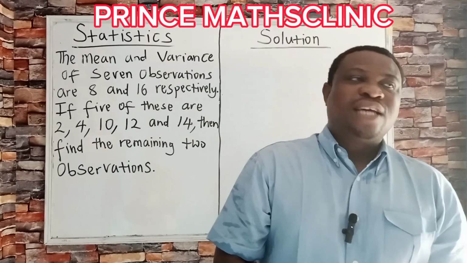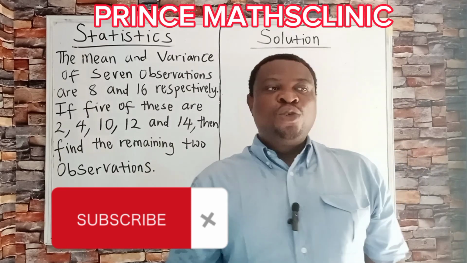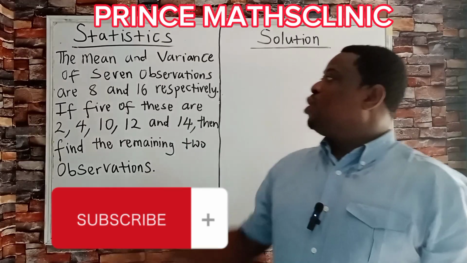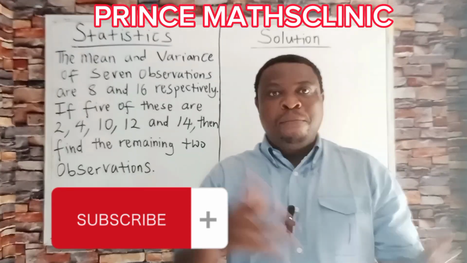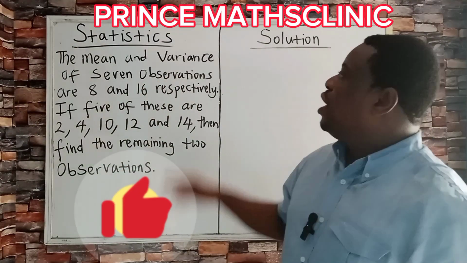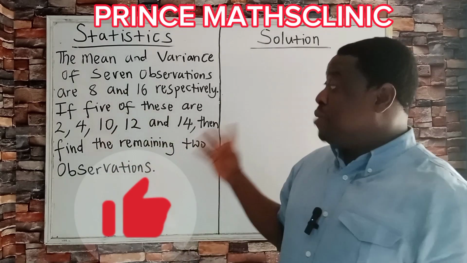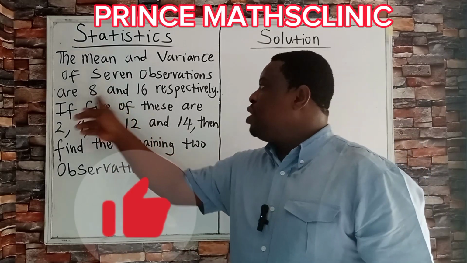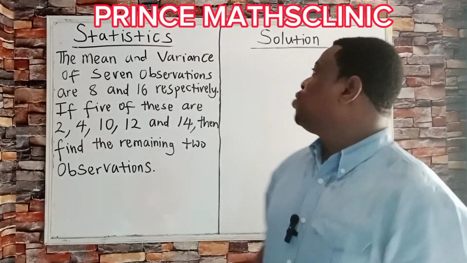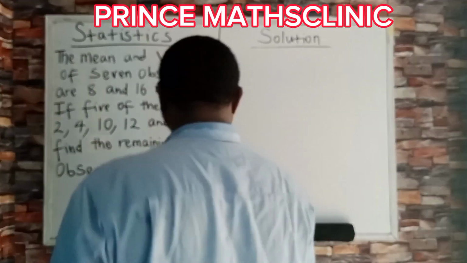Good day, viewers, and it's my pleasure to welcome you once again to class as we'll be continuing our discussion in statistics. Today's question is a fine blend of mean and variance of 7 observations, and we were told that 2 observations are missing, right? But we are given the mean and the variance, and we have to find the remaining 2 observations. So let's go right into the solution.